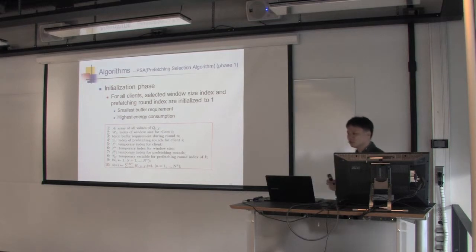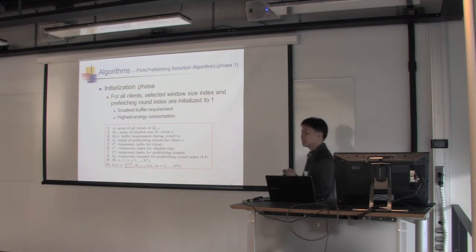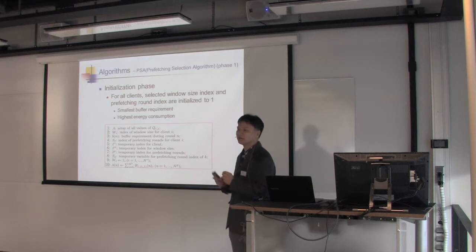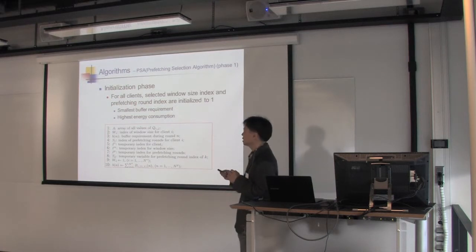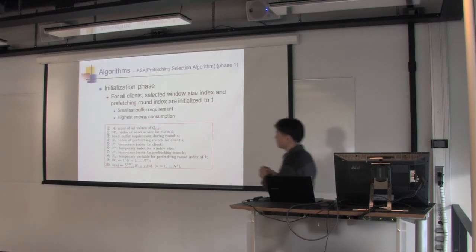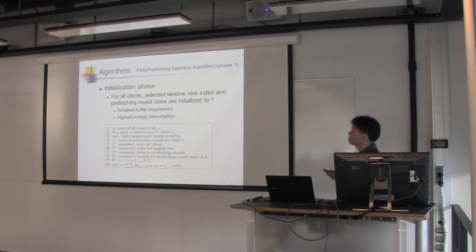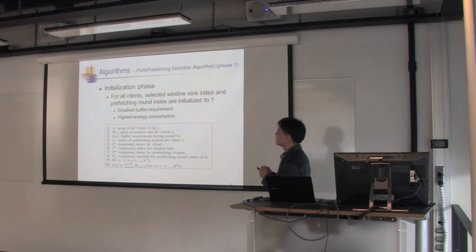Based on this, we have developed a prefetching selection algorithm, which is divided into two phases, the initializing phase and the selection phase. In the initializing phase, for all clients, the selected window size index and the prefetching round index are initialized to 1, which needs the smallest buffer requirement but has the highest energy consumption.